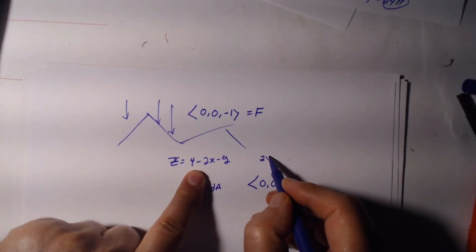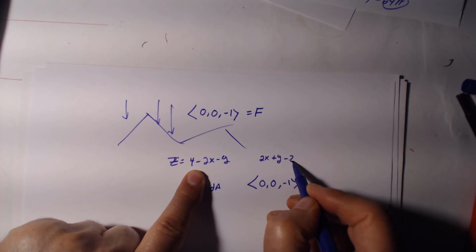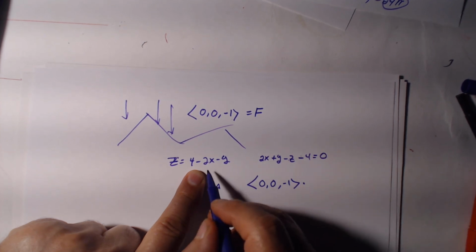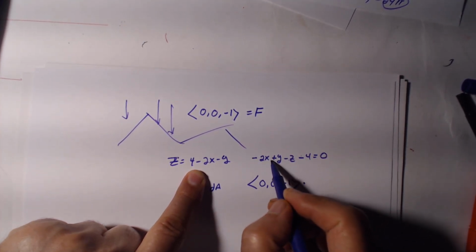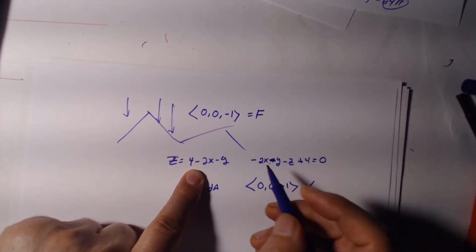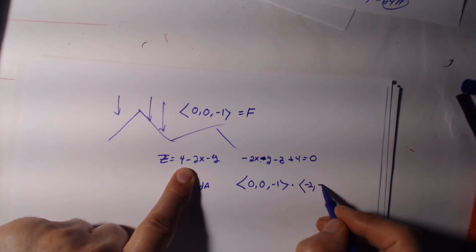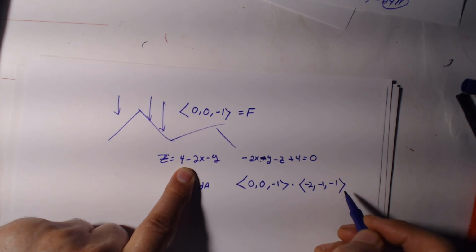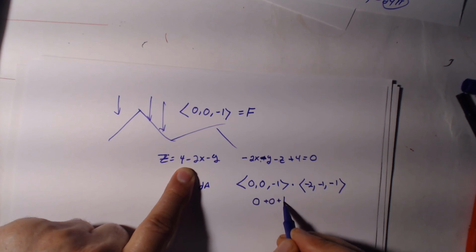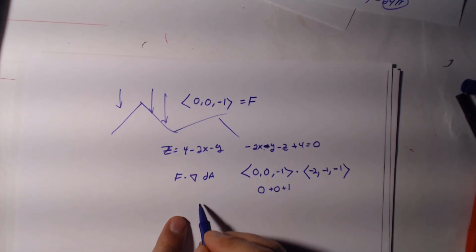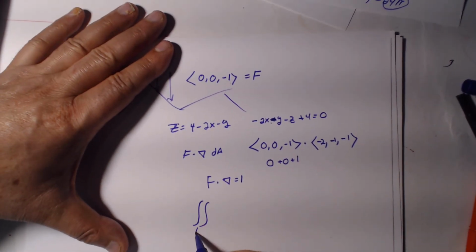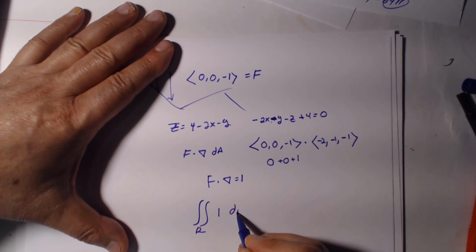My z must be negative. Therefore, I'm going to write 2x plus y minus z minus 4 equal to 0. I brought the z to this side. This is a negative, this is a negative, and therefore it's positive. Therefore, the gradient with respect to x is -2, with respect to y is -1, with respect to z is -1. And that becomes 0 plus 0 plus 1. Then the dot product of F with the gradient is 1. Then I have a region, 1 dA.